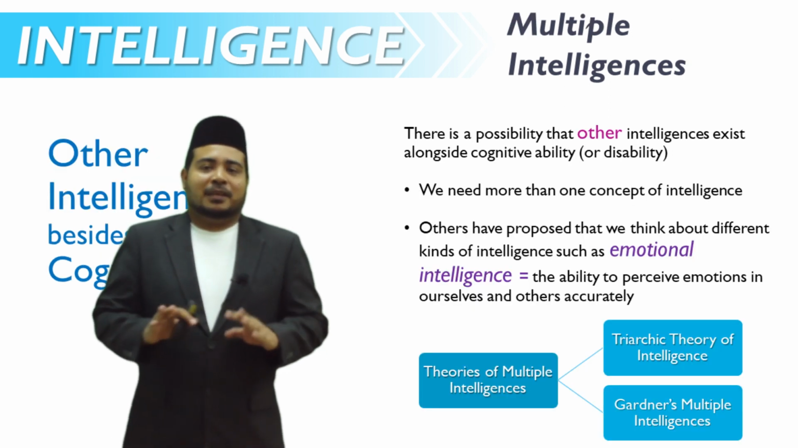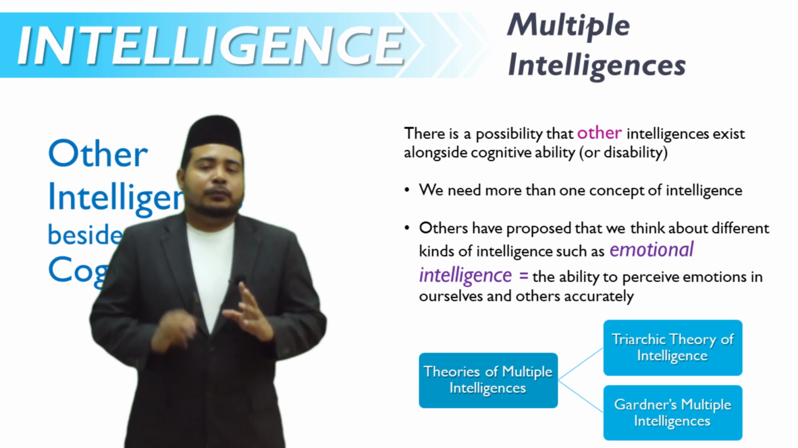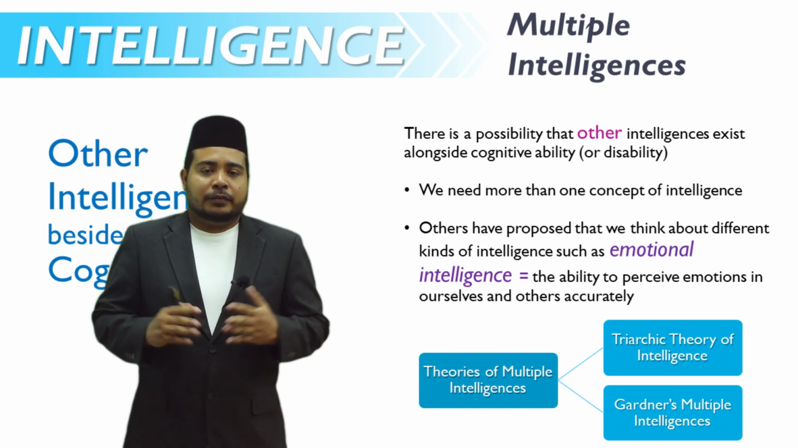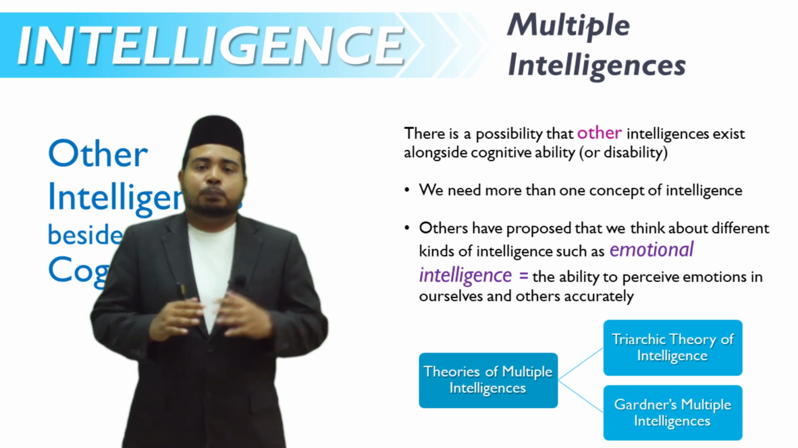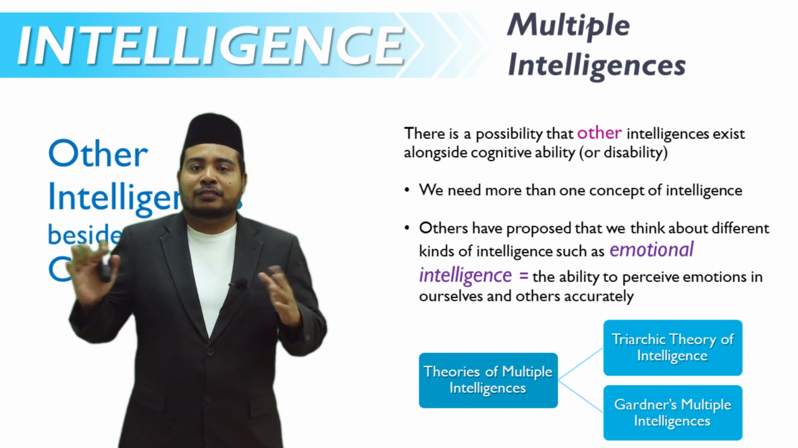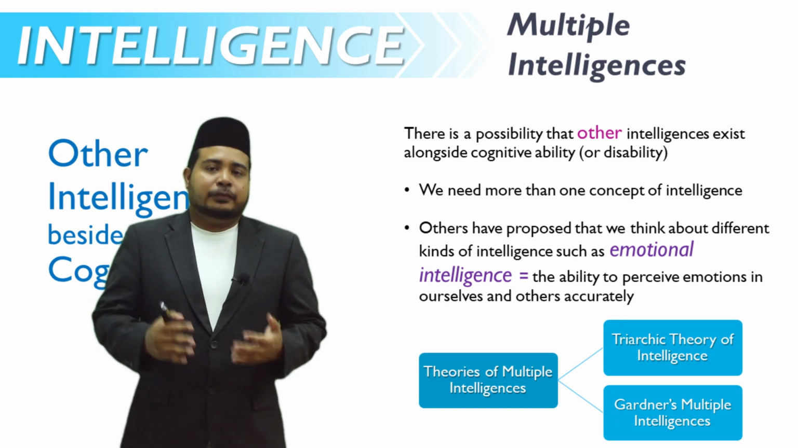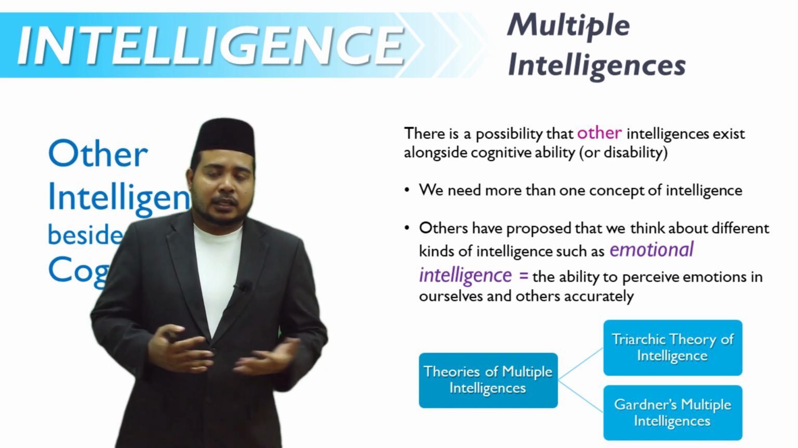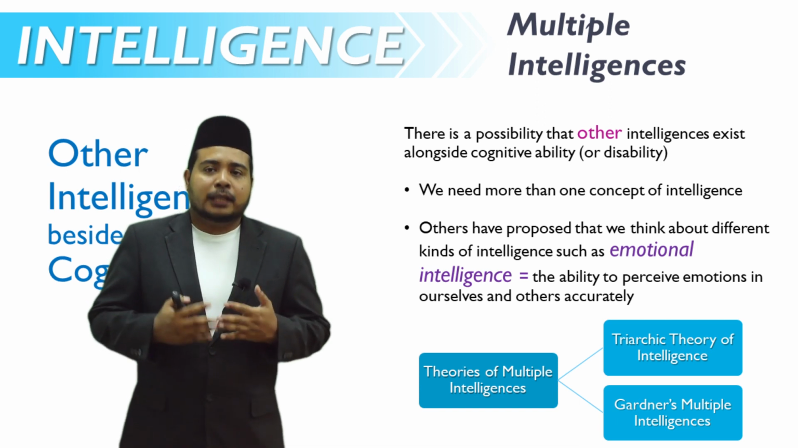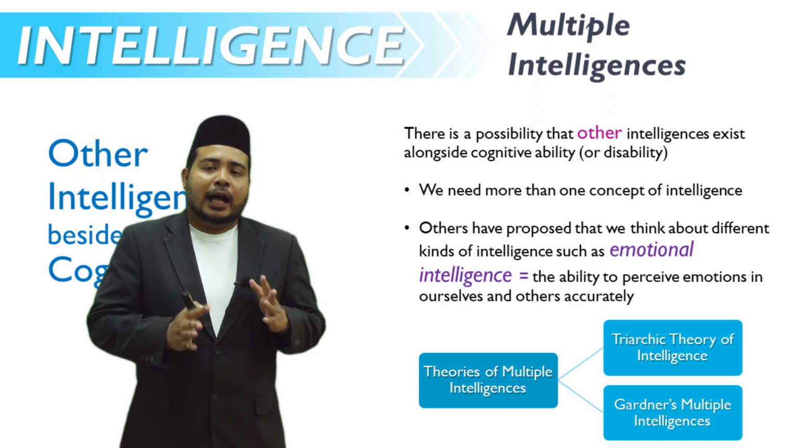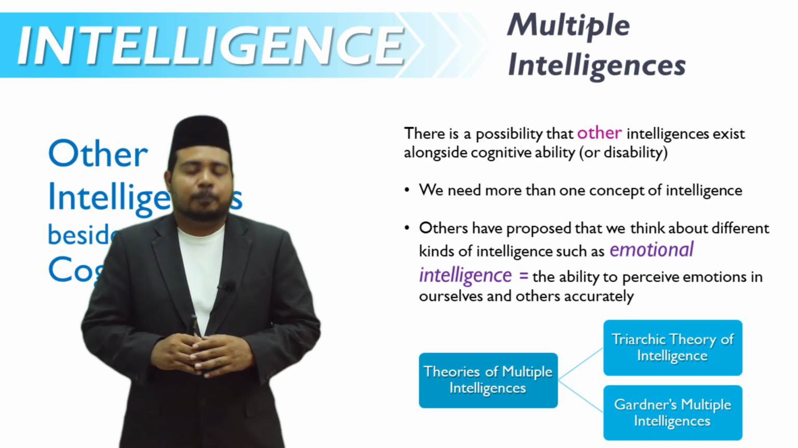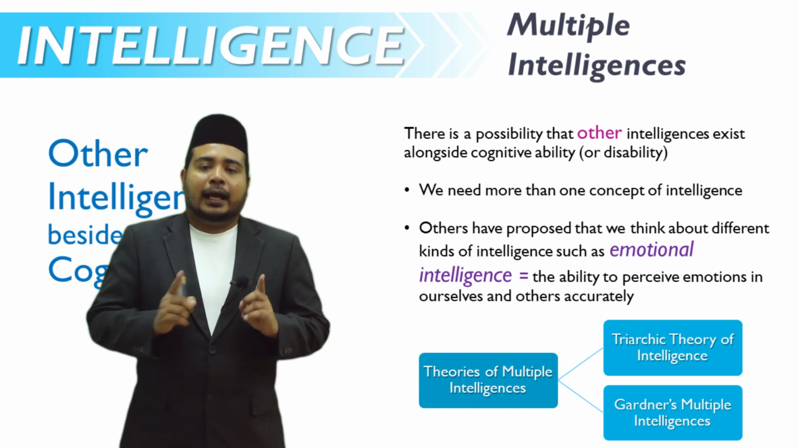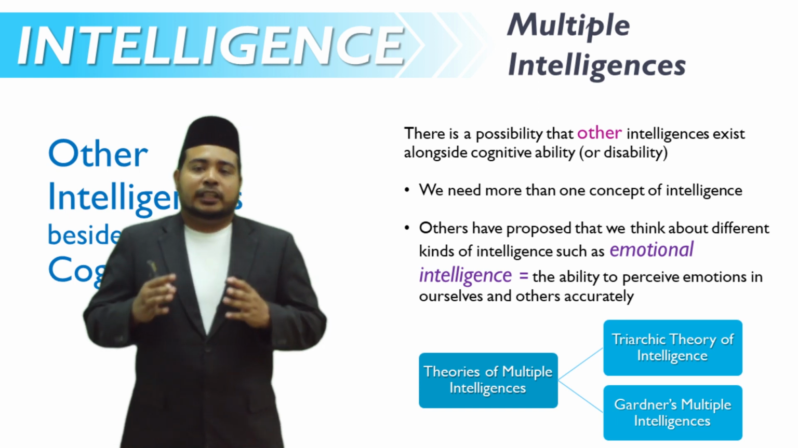The last topic in this chapter is multiple intelligences. Okay, if you remember, when we defined intelligence from the United States perspective by Spearman, Spearman said that people who have intelligence are people who have the general ability to perform well in various types of cognitive tests. Okay, the key here is cognitive tests. So after intelligence became famous, attracting a lot of attention from psychologists, teachers, developmental psychologists, parents, and the public, people started to speculate whether there are other types of intelligences besides cognitive ability. And they came to the conclusion that there is a possibility, okay? There is a possibility that other intelligences exist alongside cognitive ability.